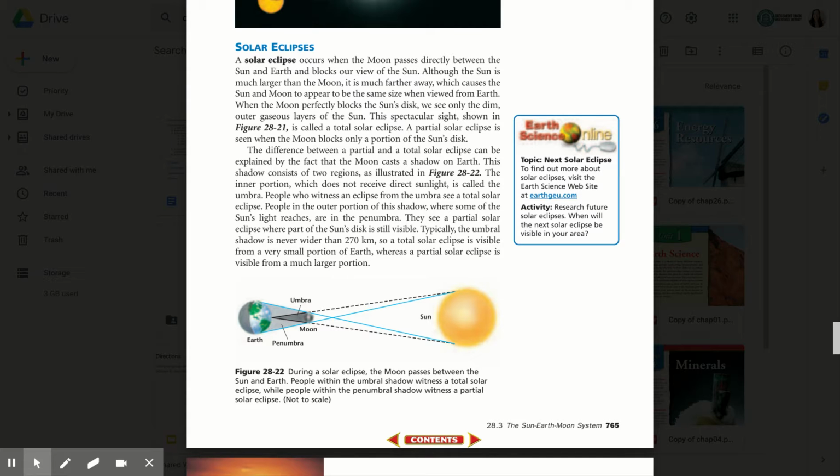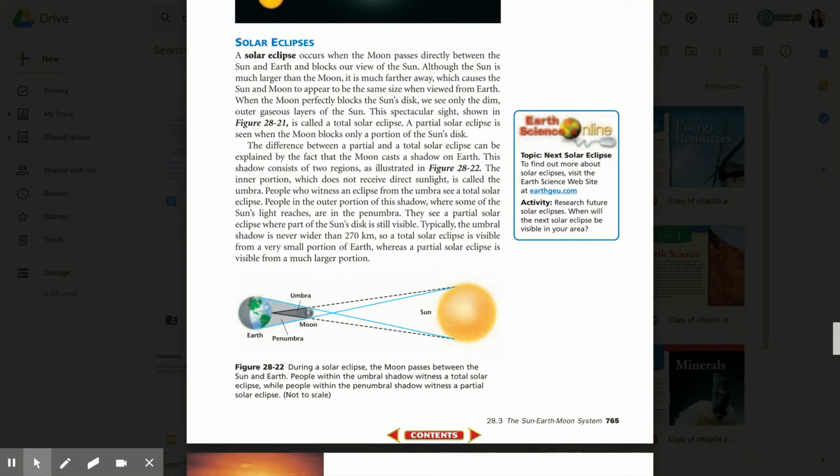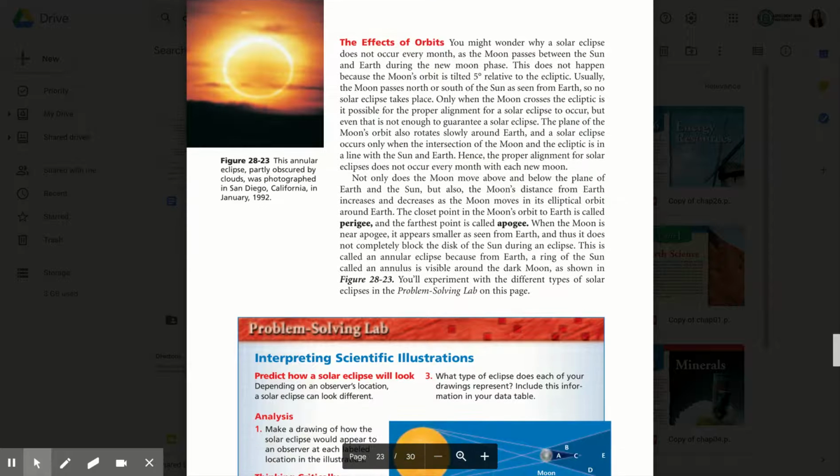Typically, the umbral shadow is never wider than 270 kilometers, so a total solar eclipse is visible from a very small portion of Earth, whereas a partial solar eclipse is visible from a much larger portion. The effects of orbits. You might wonder why a solar eclipse does not occur every month, as the moon passes between the sun and the Earth during a new moon phase. This does not happen because the moon's orbit is tilted 5 degrees relative to the ecliptic. Usually, the moon passes north or south of the sun, as seen from Earth, so no solar eclipses take place. Only when the moon crosses the ecliptic is it possible for the proper alignment for a solar eclipse to occur.